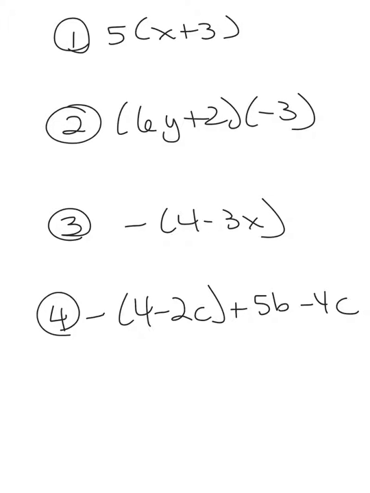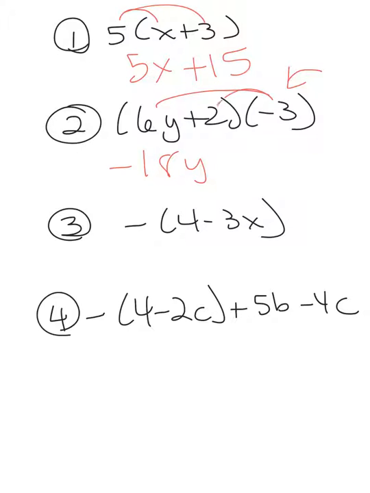In number 1, I'm now going to practice using the distributive property. So I'm going to take 5 times x, which gives me 5x. And I have 5 times 3, which gives me a positive 15. So I'm multiplying 5 by each of the terms inside parentheses. In number 2, I can still use the distributive property. It's just that the negative 3, which is the monomial, is listed after the binomial, which is fine. I'm still going to take negative 3 times 6y, which gives me negative 18y. Negative 3 times 2 gives me negative 6.